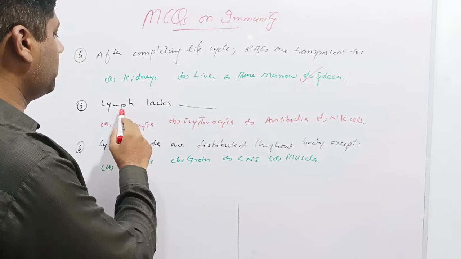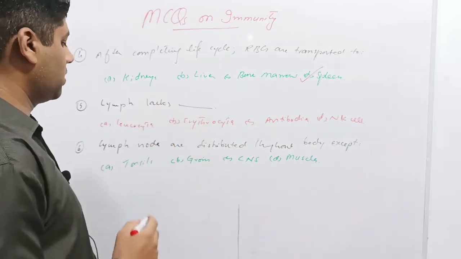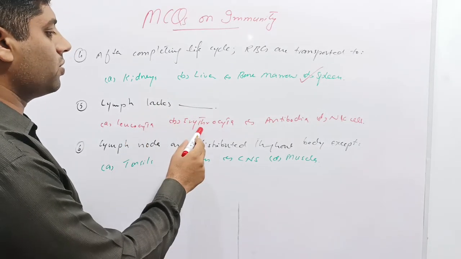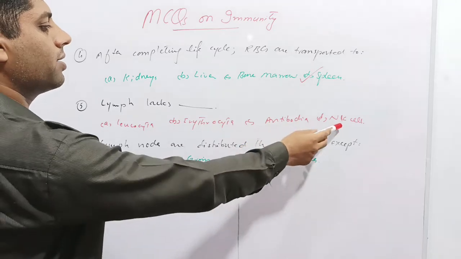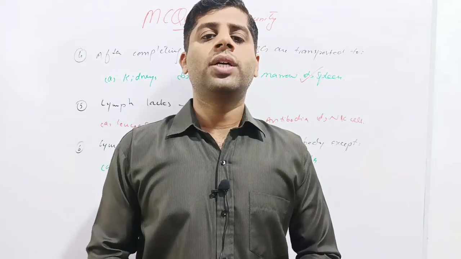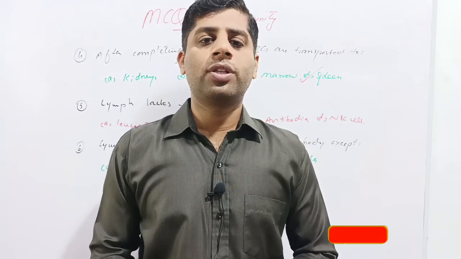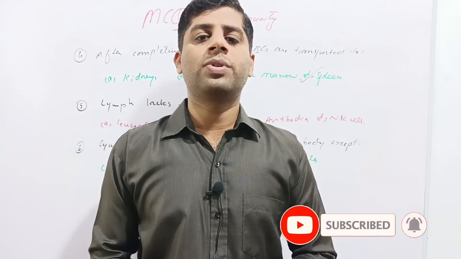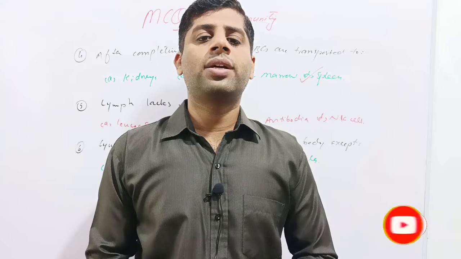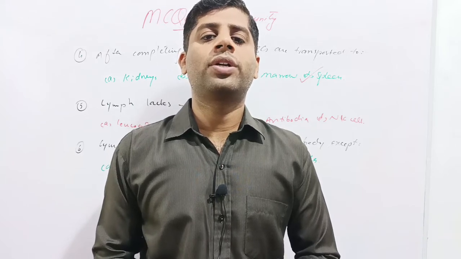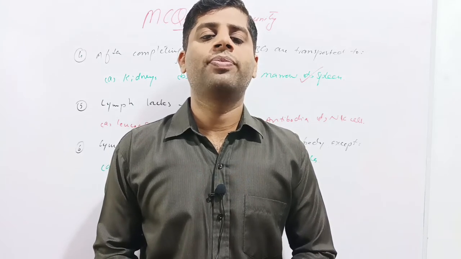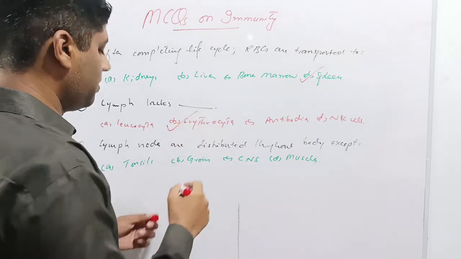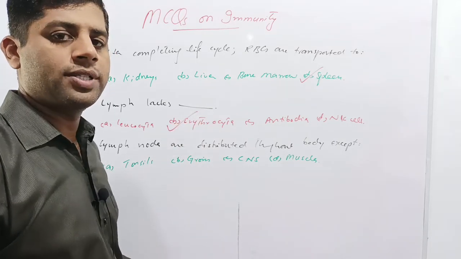Next question is, lymph lacks dash. Given options are leukocytes, erythrocytes, antibodies or natural killer cells. As we know that there are two kinds of fluid present in the body, the blood and lymph. Lymph is the interstitial fluid present in the intercellular spaces in the body. It lacks red blood cells or erythrocytes and therefore it appears transparent or milky. So the option B is correct, that lymph lacks erythrocytes or red blood cells.